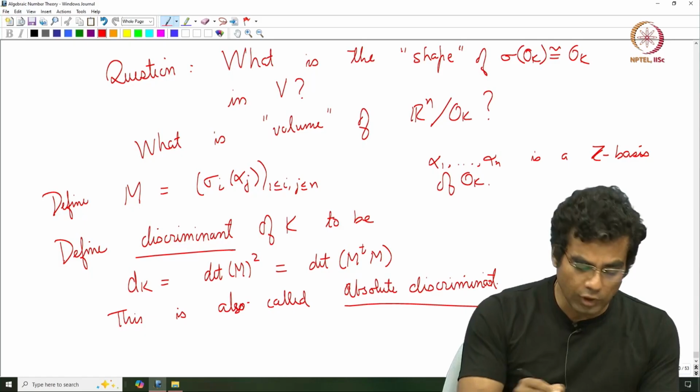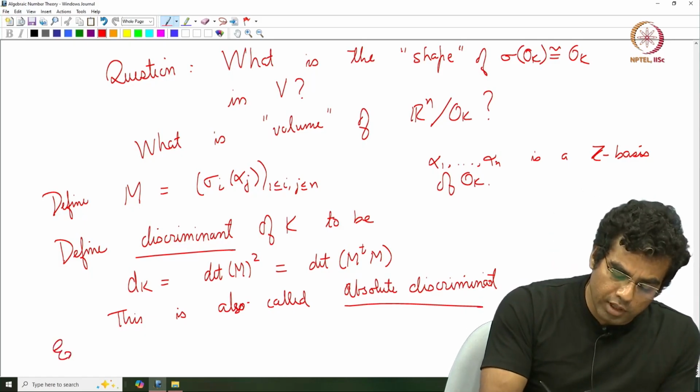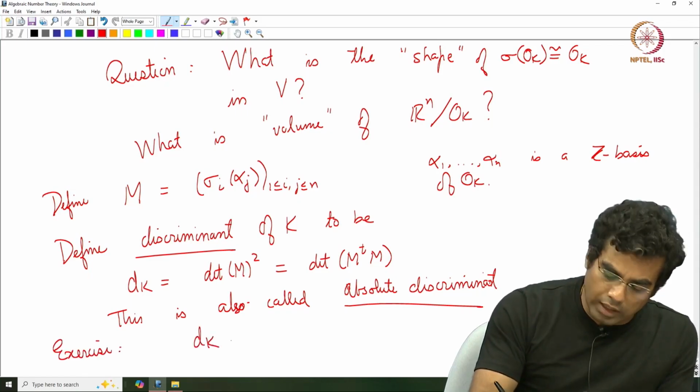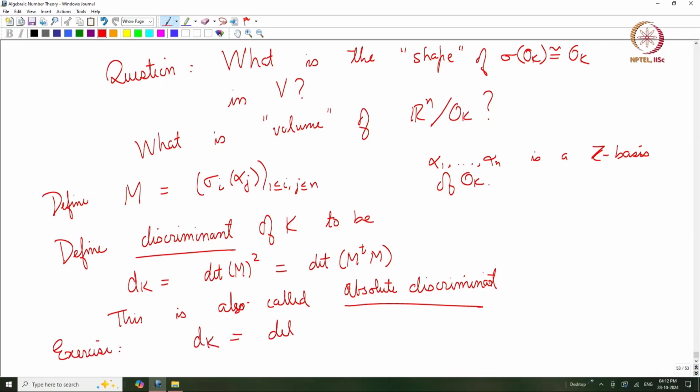All right. So, before I stop, let me give you an exercise for today. It is to prove that d_K is equal to the determinant of the trace from K to Q of alpha_i alpha_j. The notation is as above, and this straight away tells you that the discriminant is actually an integer. So, hence d_K is an integer.